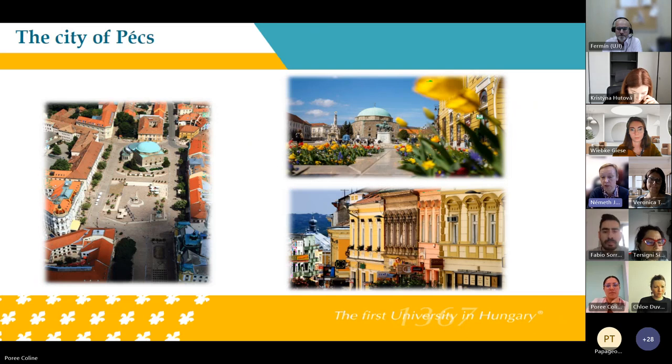The city of Pécs is the fifth biggest city in Hungary. We are located in the south. We are quite a Mediterranean city, full of students during the semester. And it's very lively. We have a lot of cultural events as well, university events, and city events. So it's a very welcoming city for students. We have 160,000 inhabitants.